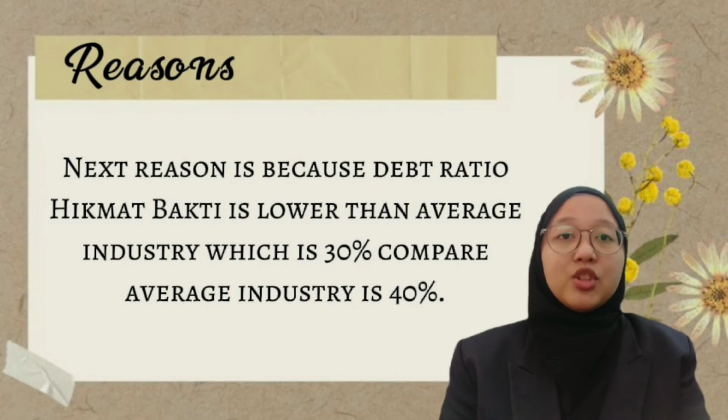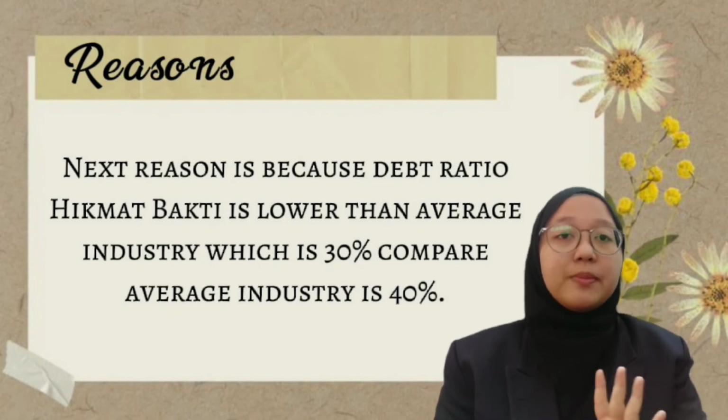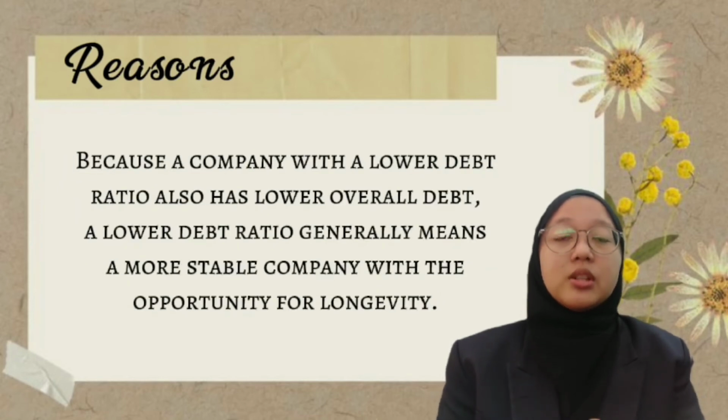The next reason is because Hikmat Bati's debt ratio is lower than the industry average, which is 30% compared to the industry average of 40%. A company with a lower debt ratio also has lower overall debt. A lower debt ratio generally means a more stable company with the opportunity for longevity.